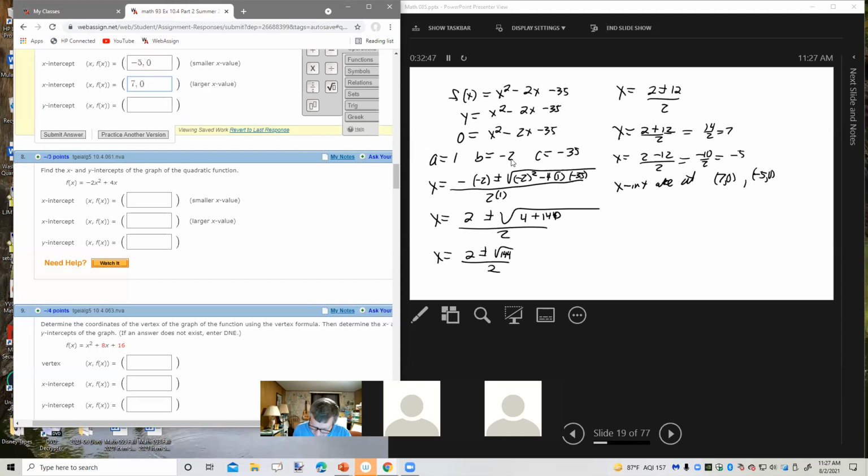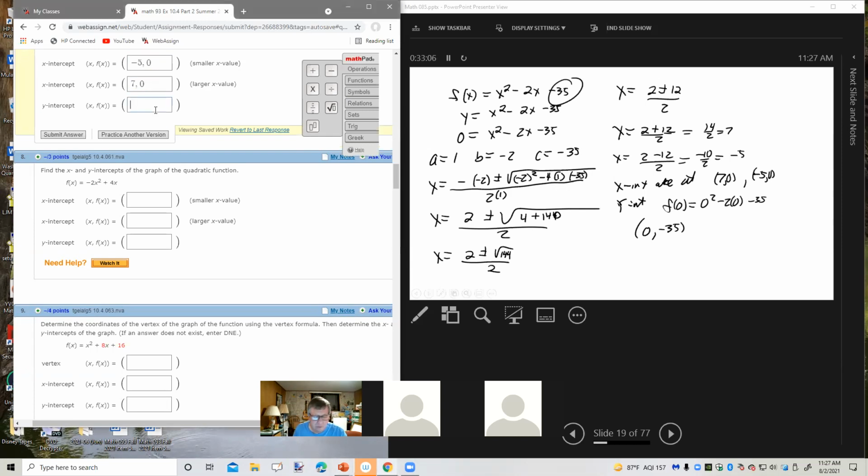Okay, now to find the y-intercept, set x equal to 0. So f of 0 would be 0 squared minus 2 times 0 minus 35. It's just going to be the c value, isn't it? So the y-intercept is at 0, negative 35. So 0, negative 35. And there you have it. Any questions about that example?